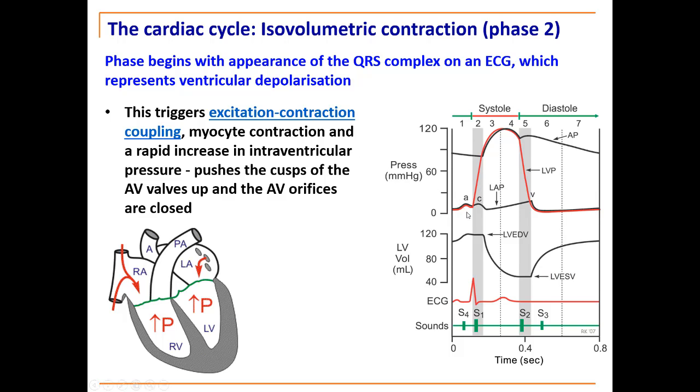But as that pressure is increasing, it actually pushes the cusps of the AV valves up, and the AV orifices are now closed. So if we're looking at this, the pressure in the left ventricle increases. It's not big enough to squeeze blood out into the aorta and the pulmonary artery, but it's now a greater pressure than that of the atria, so it closes those valves, the tricuspid and the mitral valves.